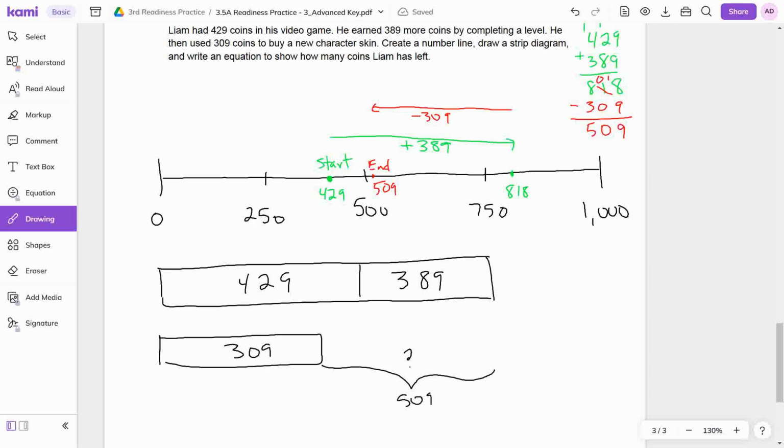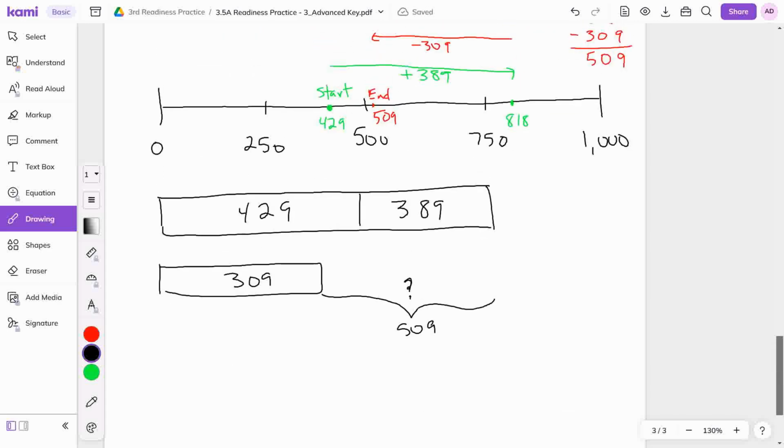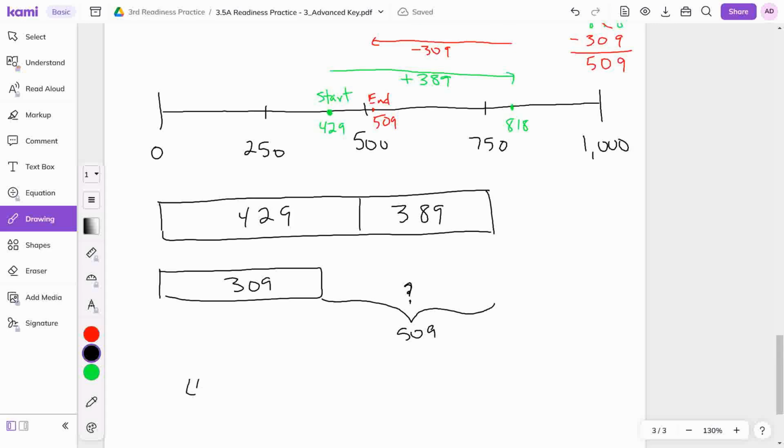I also need an equation. Now the equation you can kind of do in any order here. So I'm going to go ahead and just do the equation in the order that the numbers were given. So I'll put that down here. And I'm going to say I've got the 429, right? And then I added the 389. And then I'm going to subtract the 309. I don't necessarily need to use the parentheses there. So we can just leave it just like that. And then that's going to equal our difference, right? Our new coins. We already know the answer, so we can go ahead and supply that with 509.